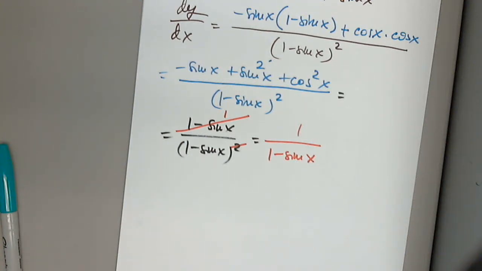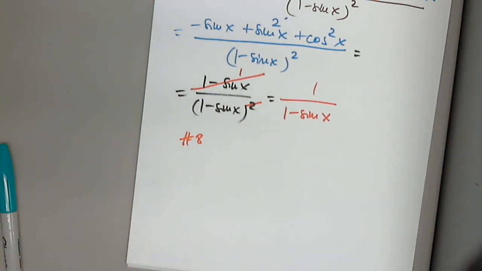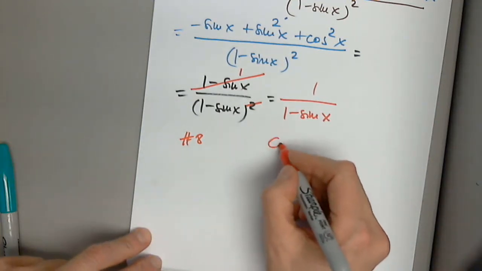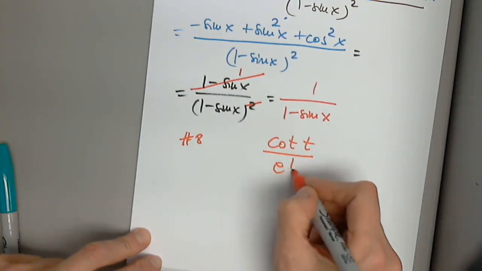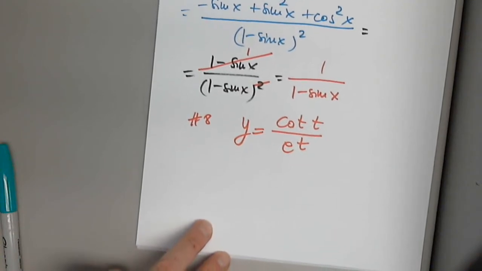Very good. Let's look at, do you have a preference? Okay, let's look at 8. Cotangent t over e to t. Stop me if you have questions.